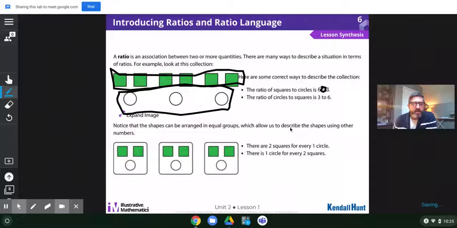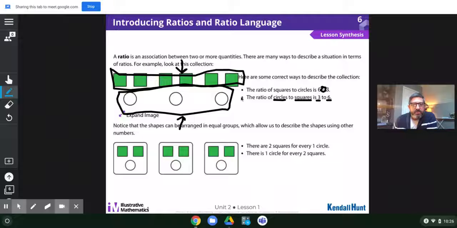They also, we can write it a ratio to circles to squares. So what would we do then? What's the first category that we use? Circles. What's the second category that we use? Squares. So we know that the first category has to go in the first blank. The second category has to go in the second blank. So this time the first category they used was circles. Okay? And the second category they used was squares. In the first example, they used squares first and circles second.